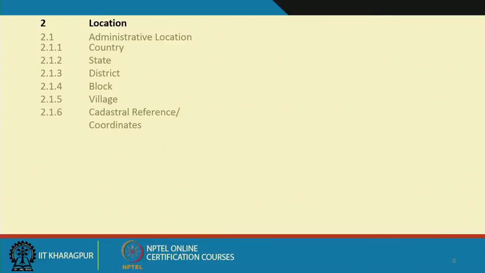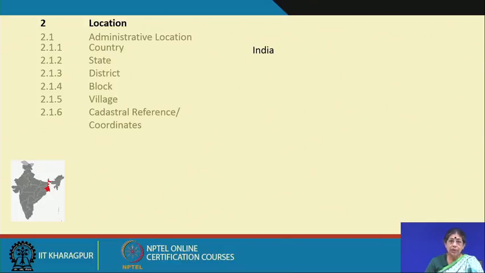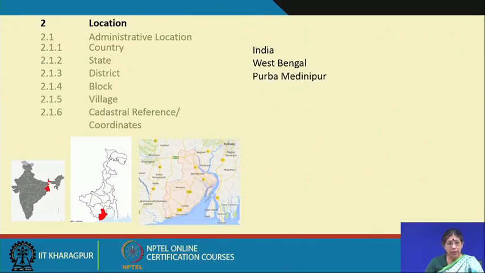The next category is the location. Under location there are various subcategories like the administrative location, country, state and other details, the village where it is, the cadastral reference, the plot number, and the coordinates. In this particular case, the country is India, and it has to be done with mapping. The state is West Bengal. The district is Purba Medinipur or East Midnapur, as you can see in the map, which shows the location, and the block is Pashkura block.